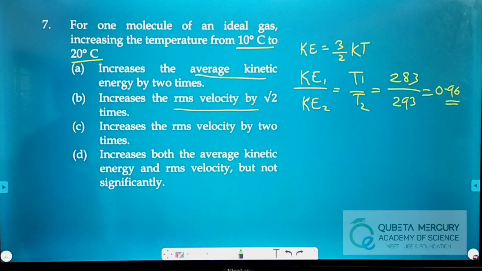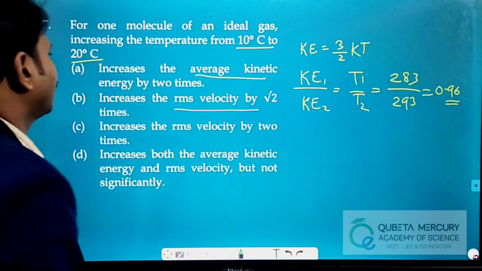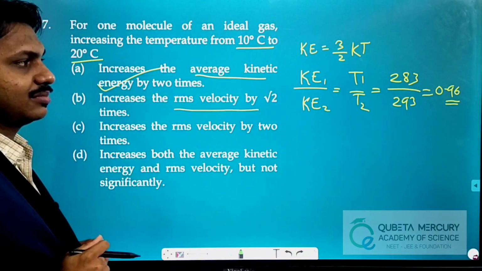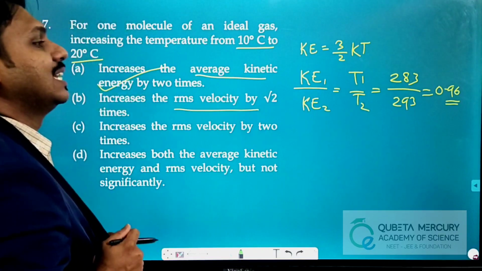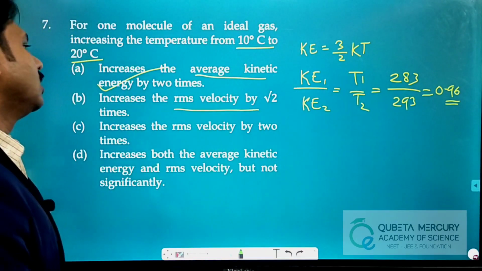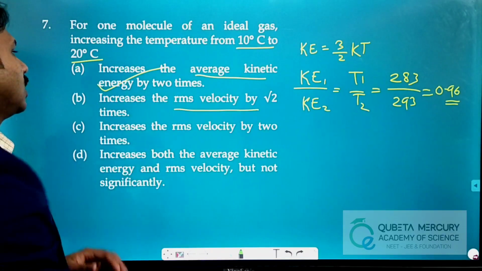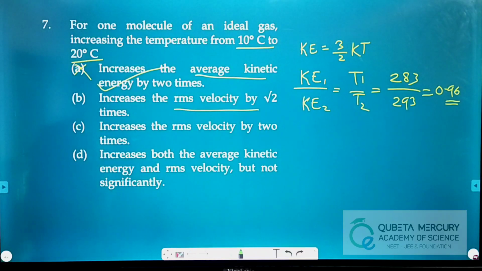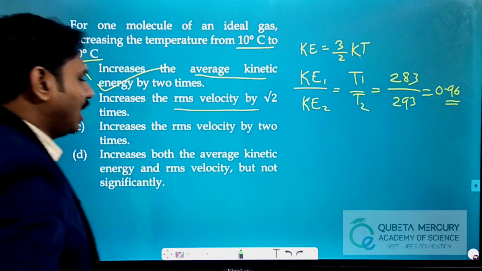That is the value. So the kinetic energy is not increasing by 2 times. The ratio is 0.96. If I take T2/T1, then it is just above 1 point something. But this is not getting doubled. Therefore, this statement is wrong. Next: increases the RMS velocity by √2 times. Find out the RMS velocity.